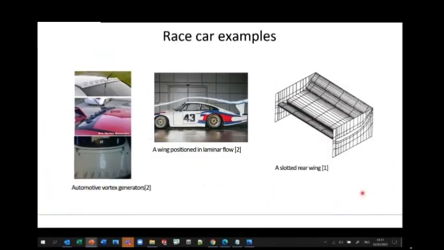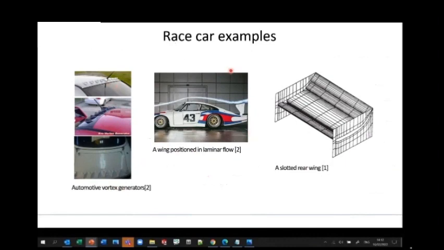So now let's have a look at some automotive examples doing similar sorts of things where we're trying to delay the separation of the boundary layer from our object. So here's some examples of some vortex generators. Just like in the aerospace example that we saw on the previous screen, these pieces of geometry are introducing kinetic energy into the boundary layer, and therefore delaying when the separation occurs, and therefore the amount of drag which we would see on the back of those vehicles.